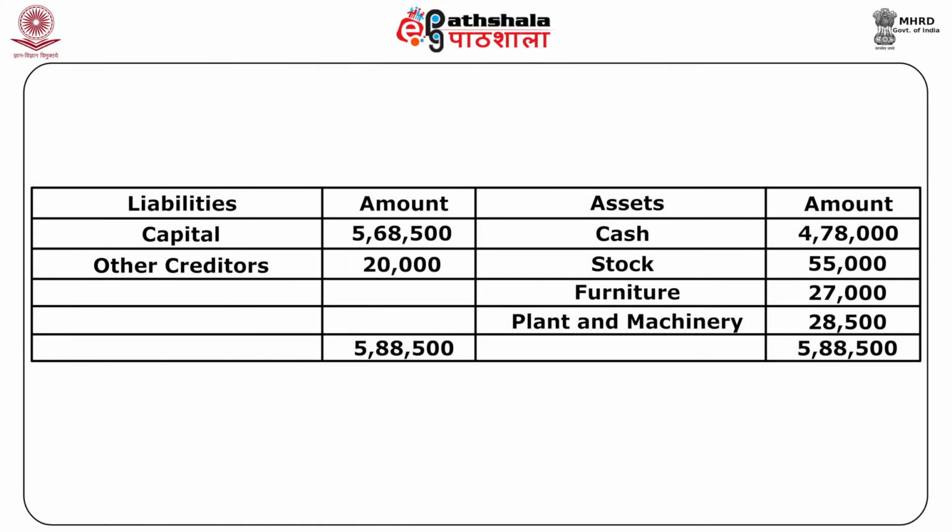On liabilities side, we have capital of 5,68,500 and on other creditors we have amount of 20,000, which will total up to 5,88,500.